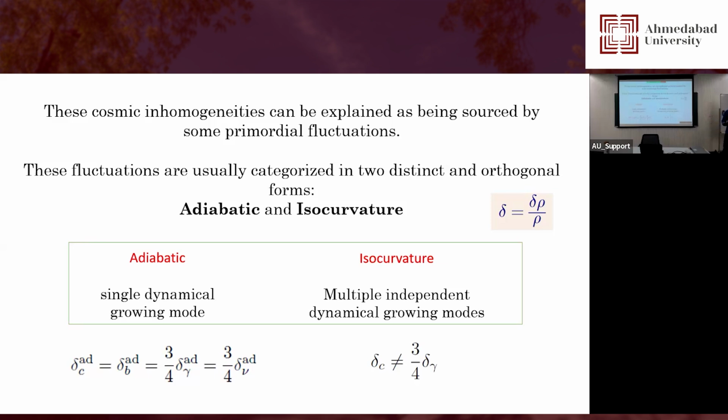These are adiabatic fluctuations and isocurvature fluctuations. The way we distinguish between them is that if I have n number of fluids, let's say I have baryons, dark matter, radiation and neutrinos, each fluid will have its own fluctuations. If there is a common eigenmode or a common solution which defines the fluctuation for any number of fluids, mathematically speaking, that becomes an adiabatic mode.